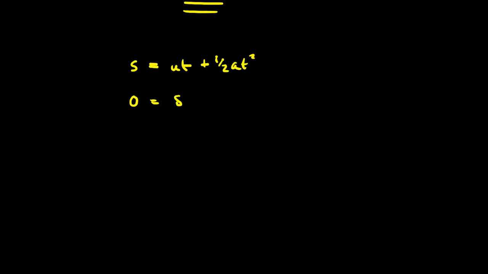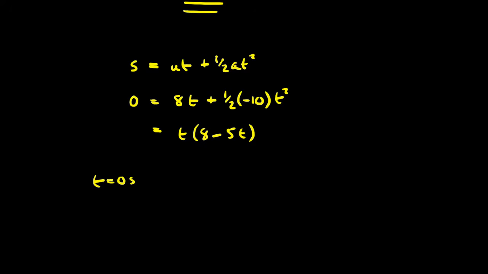Our u is the 8 that we've just calculated, plus a half times minus 10, because acceleration due to gravity is going down, t squared. Well, we can factorize this, and you get t(8 minus 5t). The t equal to 0 we're not interested in because that's the condition as it's leaving the ground. So the other one that we're interested in is 8 divided by 5, which is 1.6 seconds. So that's how we can find the time that it took before it hit the ground again.